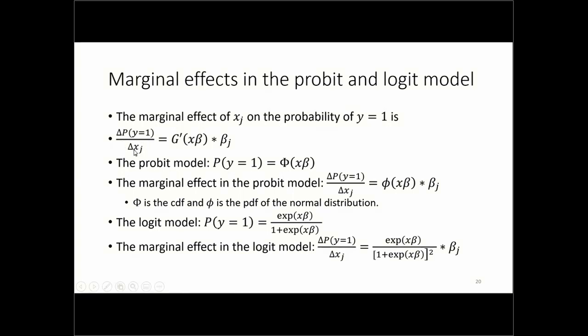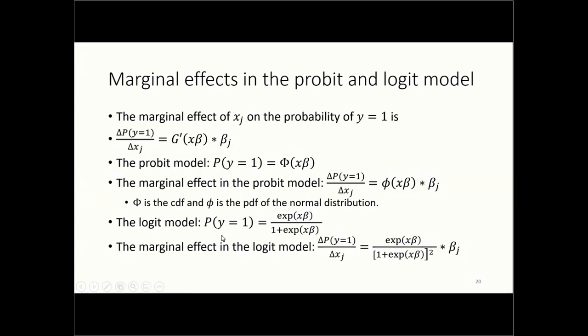So here, this is the expression that we had on the previous slide. The change in the probability of y equals 1 over the change in xj is going to be g prime of x beta times beta j. This will be the coefficient. So remember that for the Probit model, the probability of y equals 1 is capital Phi, the CDF of the normal distribution, of x beta. And so the marginal effect is going to be the change in the probability of y equals 1 over the change in xj. If we take the derivative of the CDF, capital Phi, that's going to be the PDF of the normal distribution. That's just a property of the normal distribution. So lowercase phi of x beta is the PDF of the normal distribution, basically the bell-shaped curve that I showed you earlier, times beta j. So this is how this marginal effect is going to look.